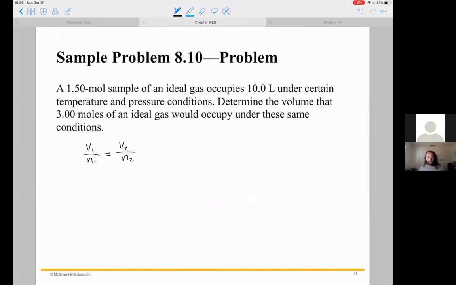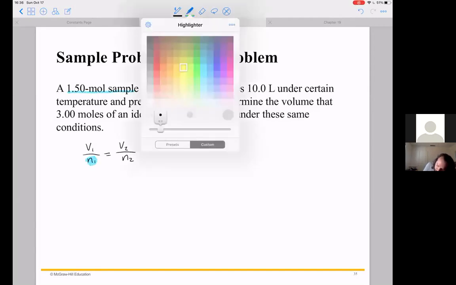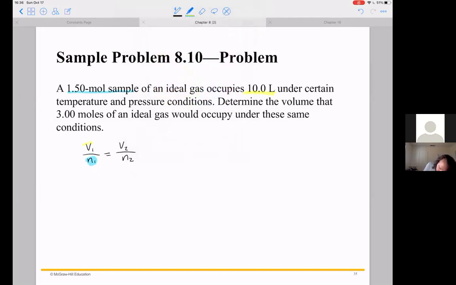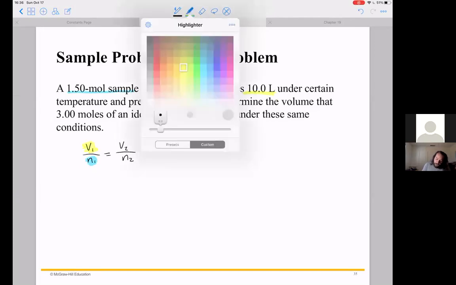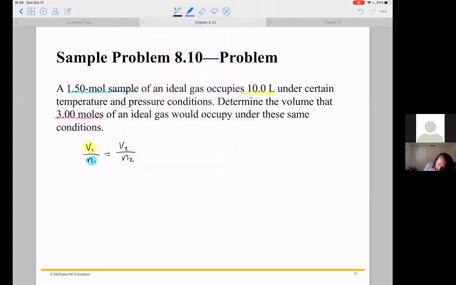So that means beforehand, my volume's 10 liters and my number of moles is 1.5. And then afterwards, the number of moles is 3 moles. So how do I figure out the volume after the fact, right? So again, number of moles before is N1. The volume before is 10 liters. I know the number of moles afterwards is 3 moles. So what I'm looking to solve is that missing variable V2.